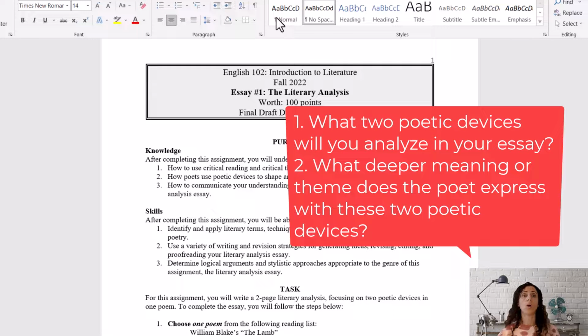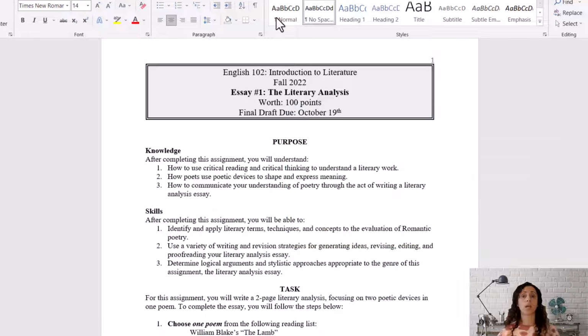1, what 2 poetic devices will you analyze in your essay? And 2, what deeper meaning or theme does the poet express with these 2 poetic devices? Your answers to these 2 questions will make up your thesis, and the thesis should appear at the end of the introduction. In fact, it should appear as a thesis statement or the last sentence of your introduction.